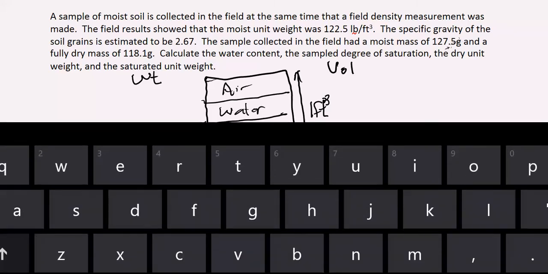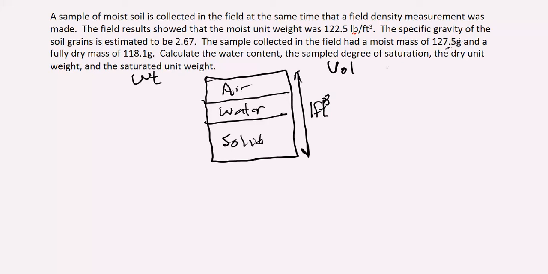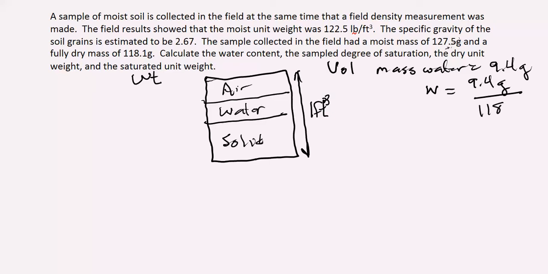tells us that we had a total mass of water equal to the difference between those, 127.5 minus 118.1, or 9.4 grams of water. That allows us to go directly to getting the water content as 9.4 grams of water when we had 118.1 grams of soil. That gives us a water content of 0.0794. So that's our water content.